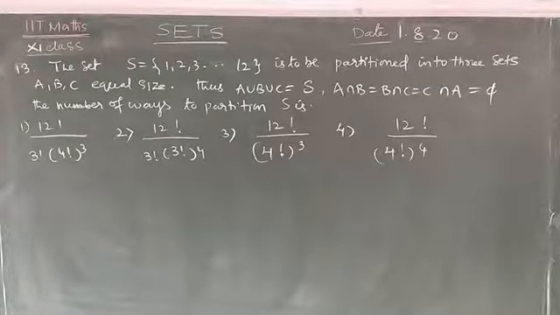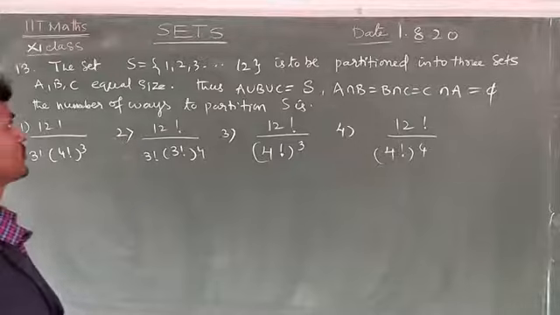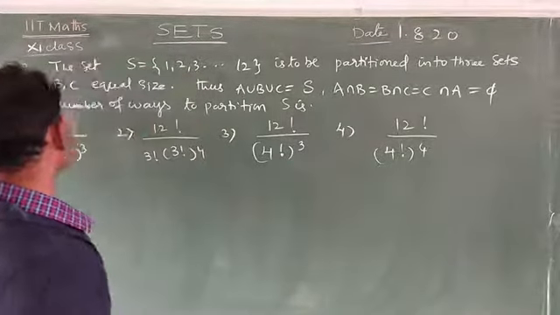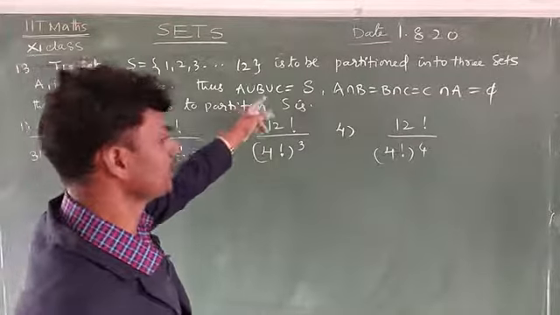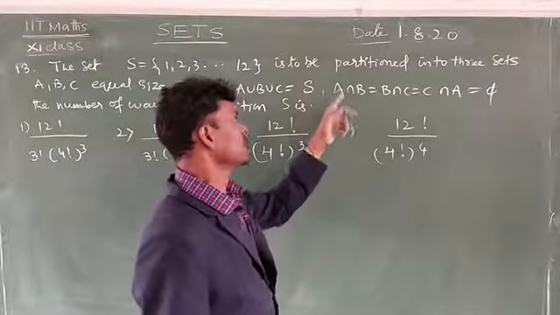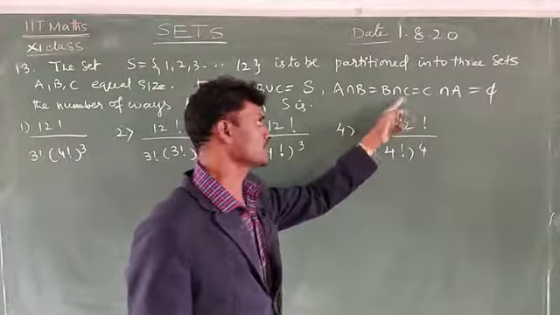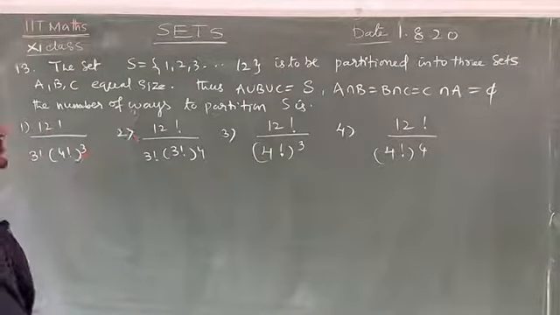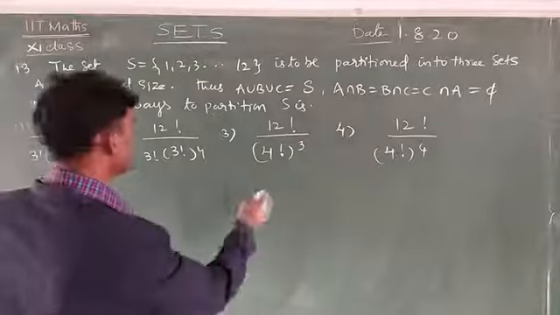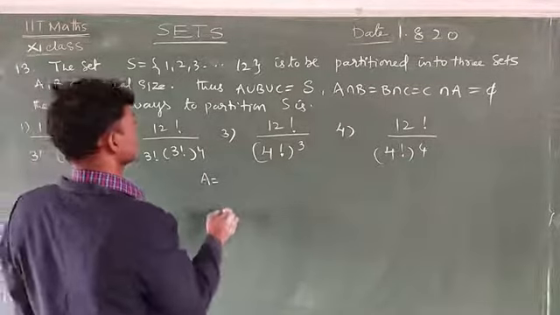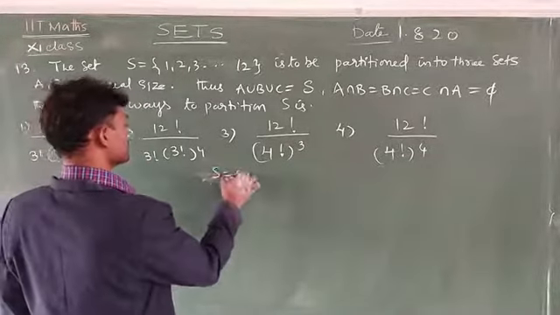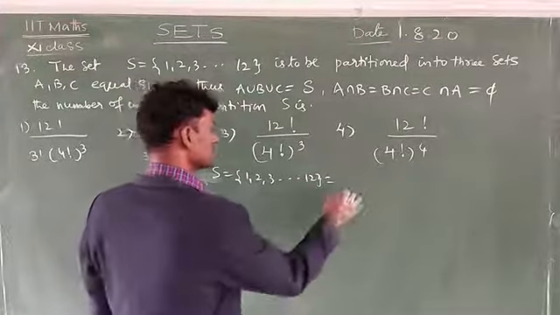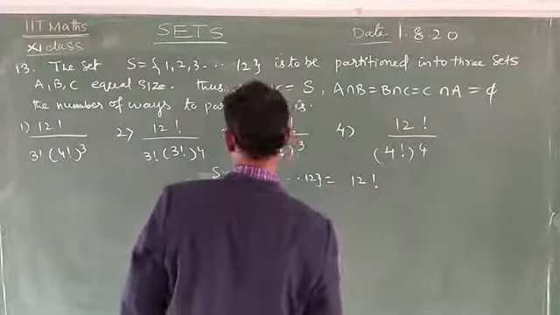Okay, next problem 13. The set S is equal to the set of 1, 2, 3 up to 12, to be partitioned into 3 sets A, B, C of equal size. Thus A union B union C is equal to S, and A intersection B is equal to B intersection C is equal to C intersection A is equal to phi. The number of ways to partition S is, see here, you can take S as the set of 1, 2, 3 up to 12. 12 elements can be arranged in 12 factorial ways.